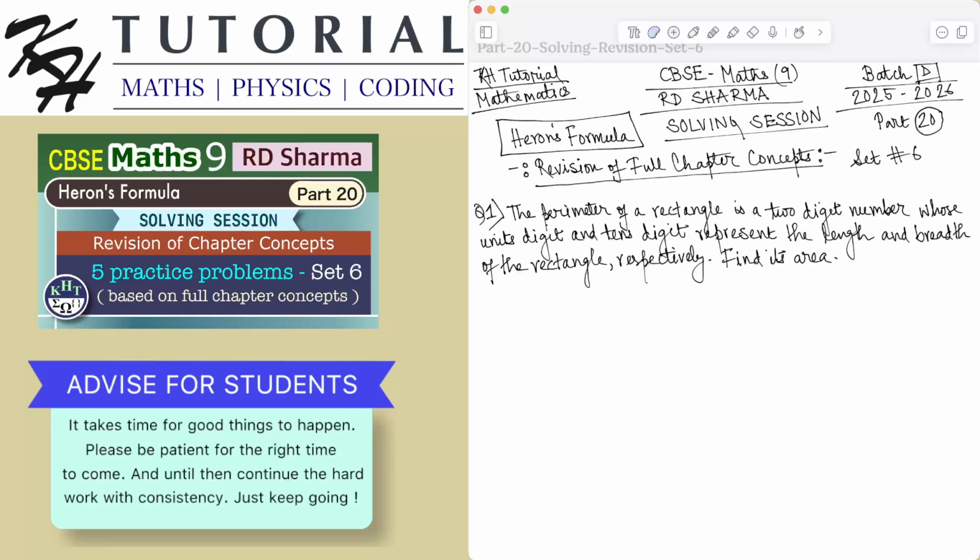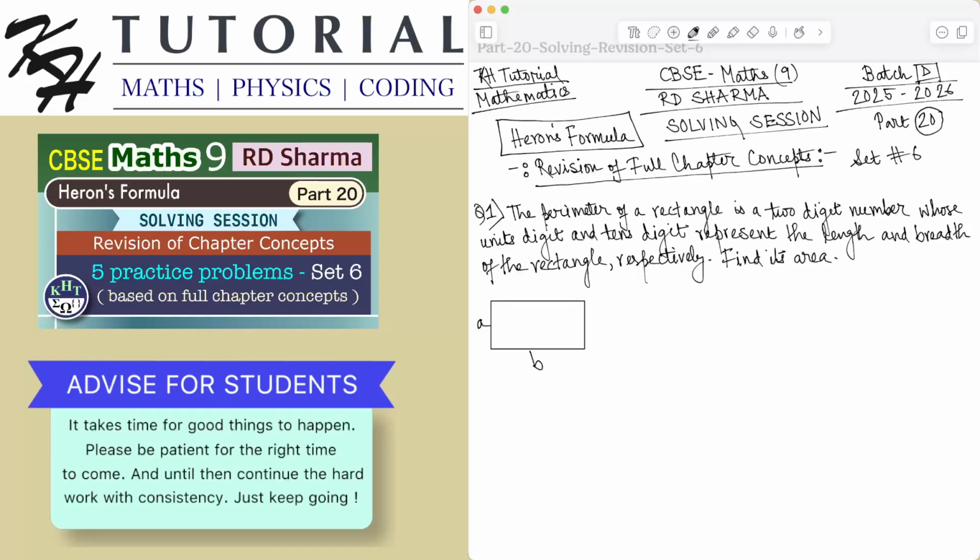The problem says the perimeter of a rectangle is a 2-digit number whose units digit and the tens digit represent the length and breadth of the rectangle respectively. Find its area. So let's say this is the rectangle, and let's say the breadth of the rectangle is A and length is B.